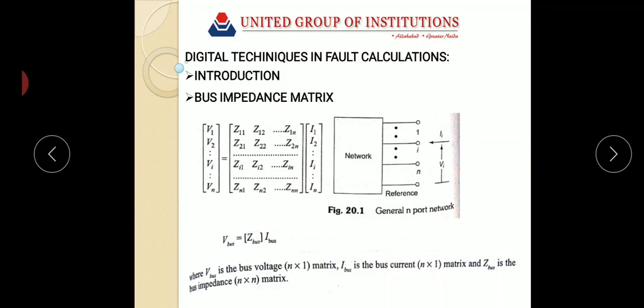So for this, the calculation can be carried out using Y-bus or Z-bus. Y-bus is the bus admittance matrix and this is used for load flow computations. For fault calculations, also known as short circuit studies, the use of Z-bus is preferable.